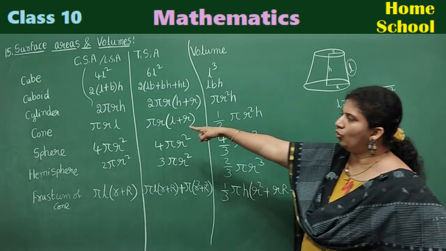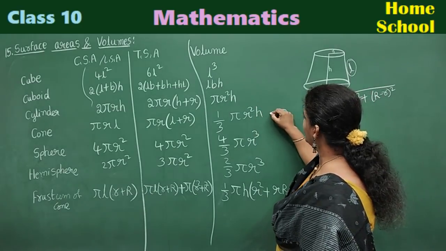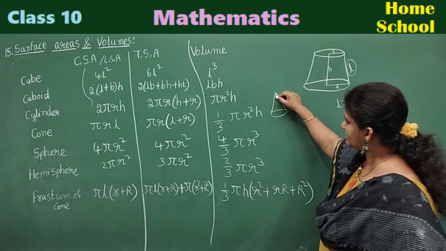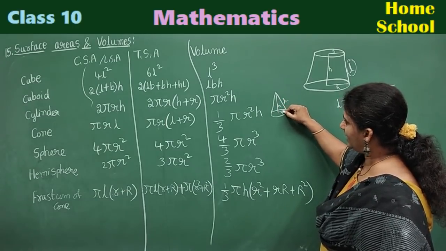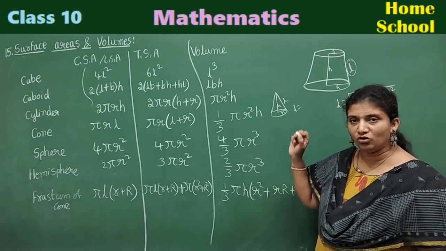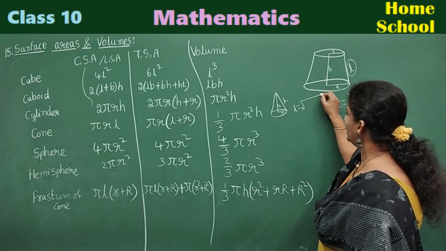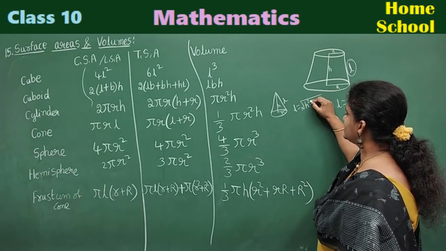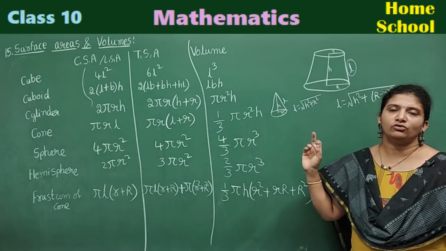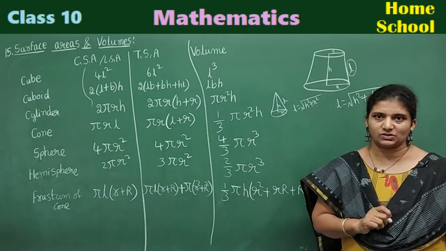Similarly, in a cone also, suppose you don't know the slant height, and you have the height and the radius, then at that time you can remember one more formula: L is equal to square root of h square plus r square.